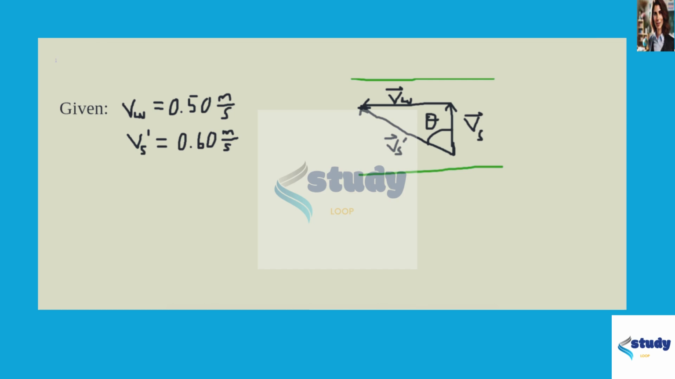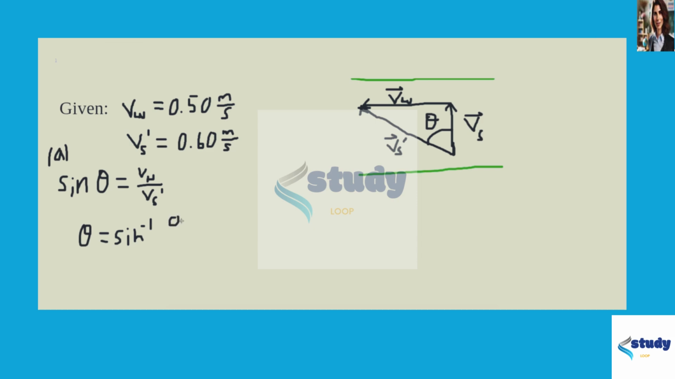Well, we can use our trigonometric identity that sine of theta is opposite over hypotenuse. So sine of theta is going to be equal to the opposite, which is V of W, divided by the hypotenuse, which is V of S prime. This is part A. To solve for theta, theta is equal to the inverse sine, sine to the minus 1, of VW over Vs prime.